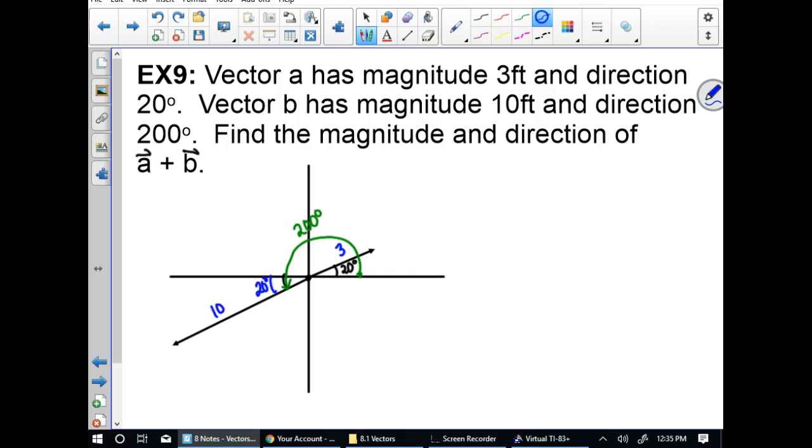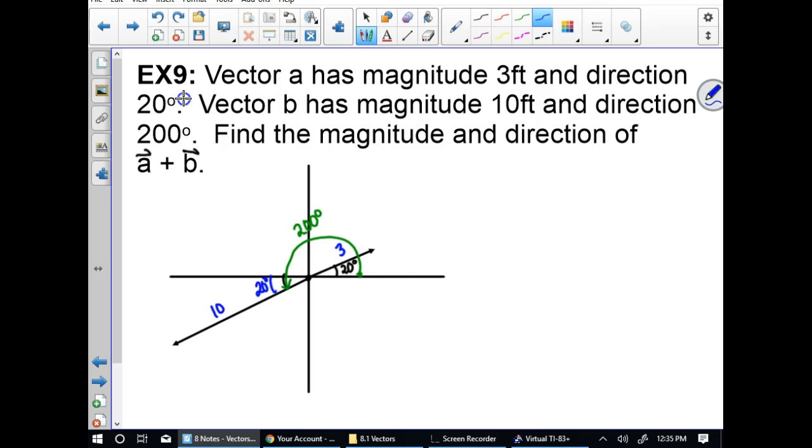So how are we going to draw a triangle for this, or a parallelogram? You really can't in this case, right? Because these two are going to make a 180 degree line, because if you take 200 and subtract 20, you get 180 degrees. They're opposite of each other, right? So in this case, you can't draw a parallelogram because all you have is a straight line.